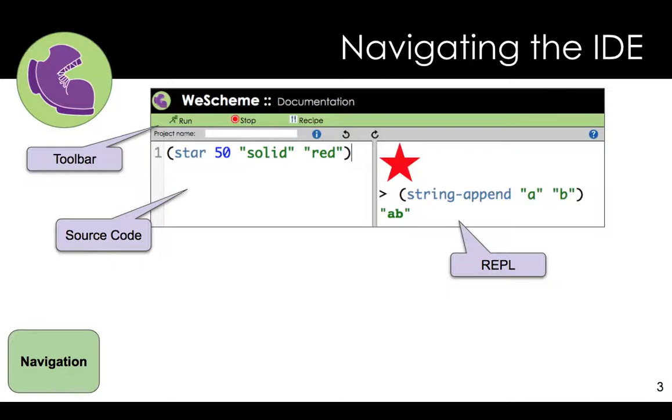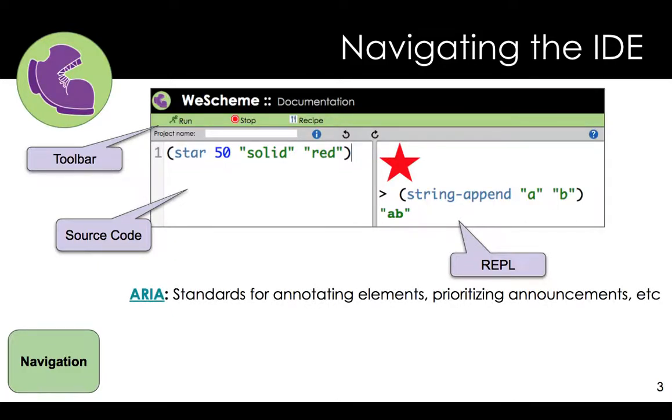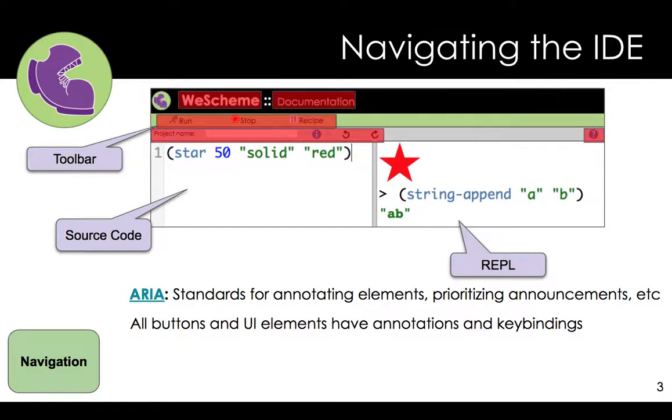The user interface of our IDE has three main regions. There's a toolbar that has a bunch of buttons on it. There's a text area for the source code of the program, and there's also a REPL. If you're programming for accessibility on the web, you're probably very familiar with the ARIA standards. These specify how to annotate different elements, how to prioritize announcements for the screen reader, and so on. In our environment, all buttons and UI elements have ARIA annotations, as well as appropriate key bindings. For example, a VI user who focuses on the run button will hear the screen reader say, run the program F7.